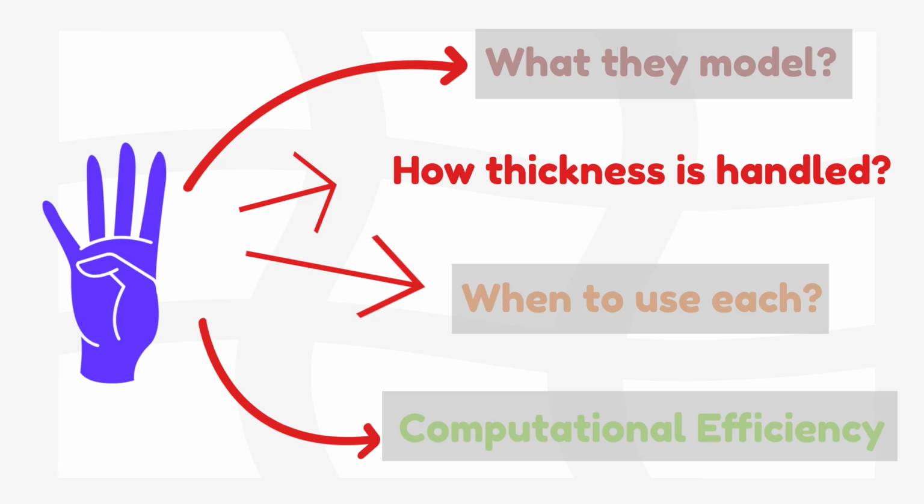Alright, so we have looked at how solids and shells are built mathematically. Solids use full 3D elasticity while shells rely on plate and shell theory with smart through thickness integration. Now let's zoom in on one of the biggest practical differences: how each type handles thickness. This single detail can completely change your simulation setup and results.